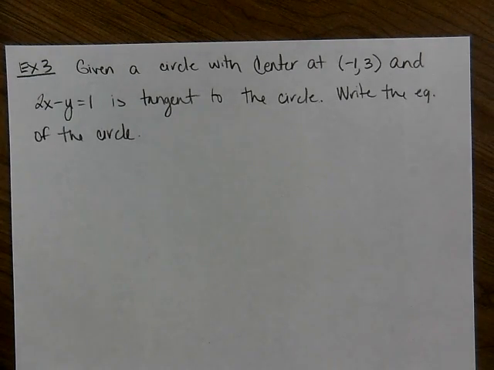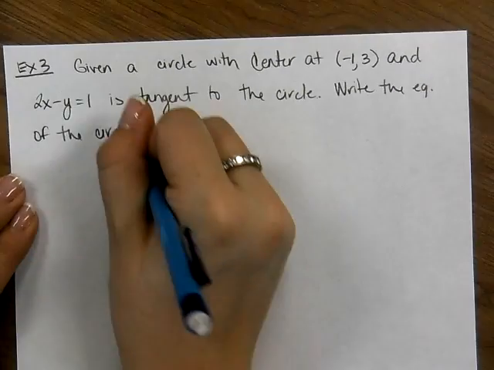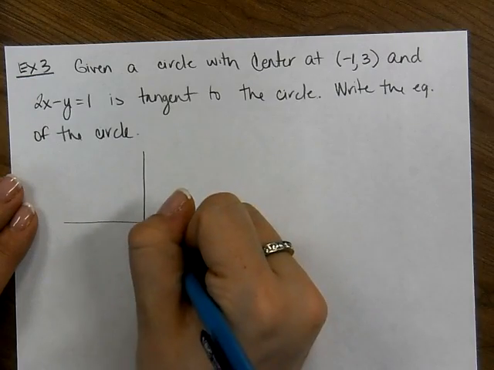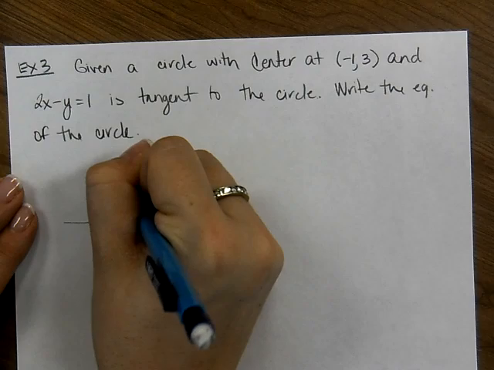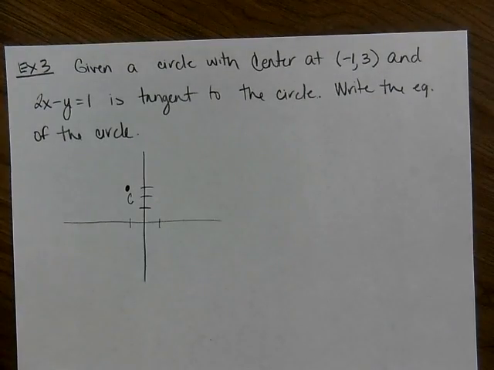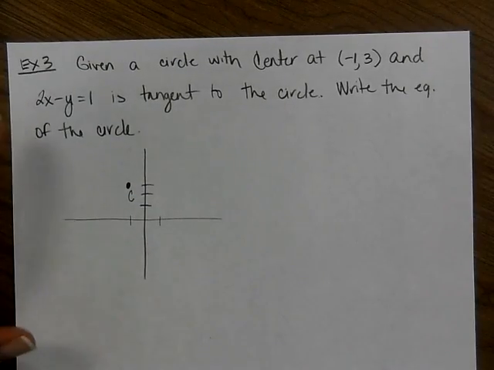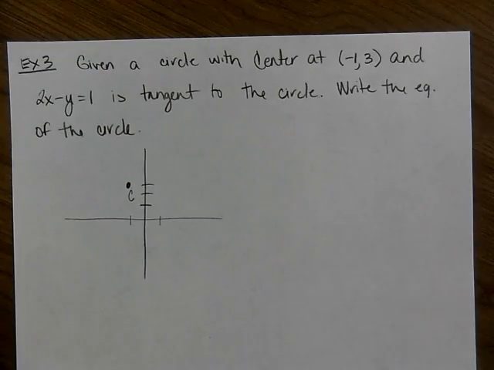Okay, so I'm going to draw a picture because this is helpful. Let's say I have this circle, and I'm at negative 1, 3 for a center. I also know that I have this line and that it's tangent to the circle. You've got to go back in your mind to geometry. What does it mean to be tangent to something? If the line is tangent to the circle, it only touches it at one point. So you need to remember that.